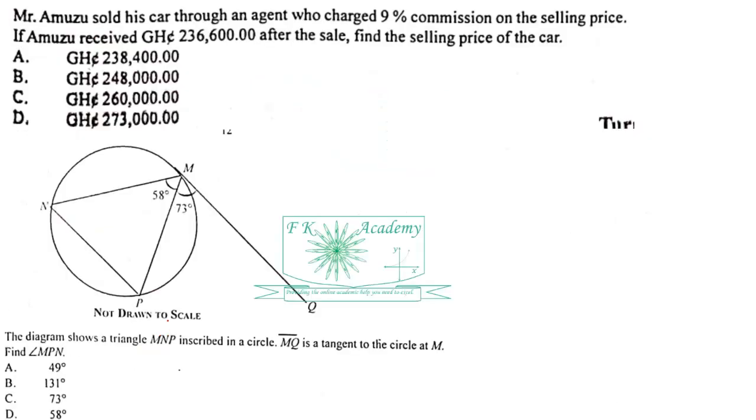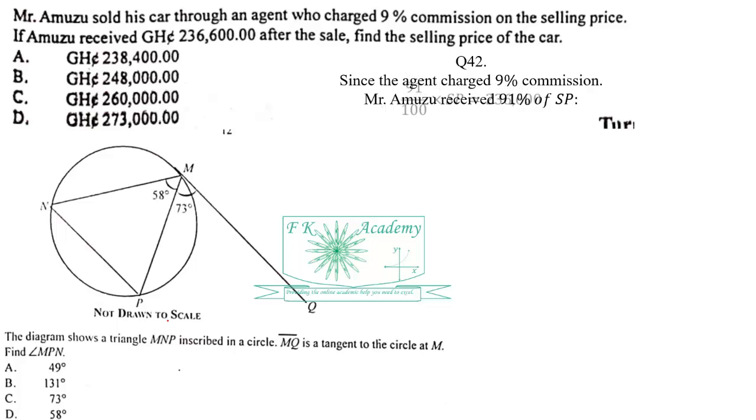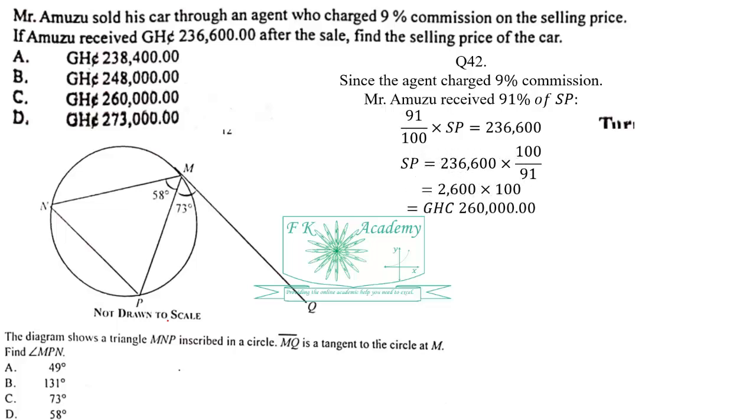Mr. Amuzu sold his car through an agent who charged 9% commission on the selling price. If Amuzu received 236,600 Ghana cedis after the sale, find the selling price of the car. Because the agent charged 9%, Mr. Amuzu actually took 91%. So 91% of the selling price is 236,600. So solving for the selling price gives us 260,000 Ghana cedis.